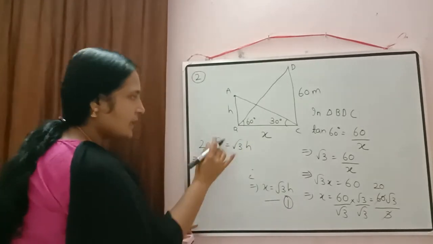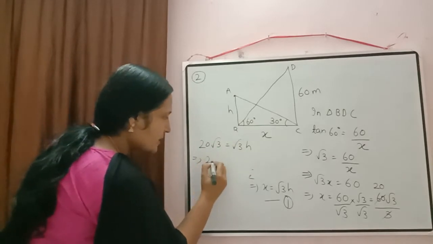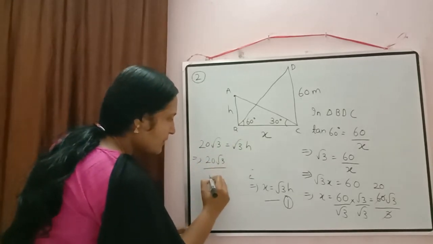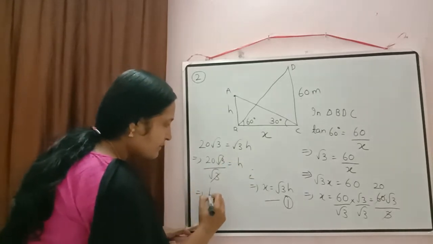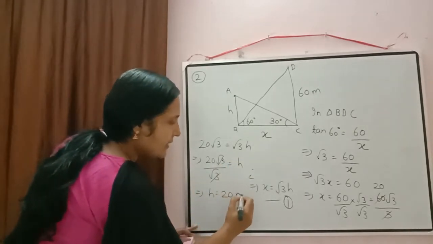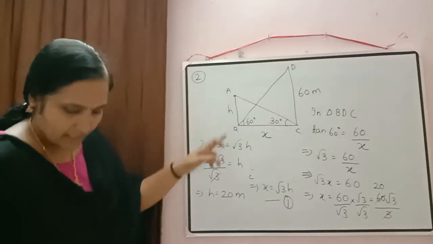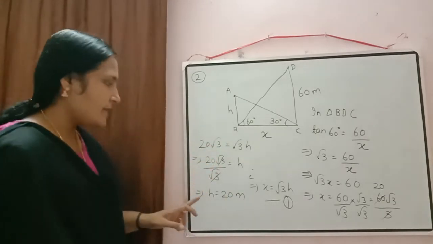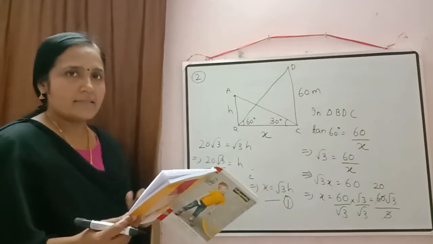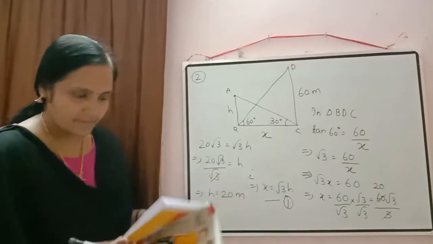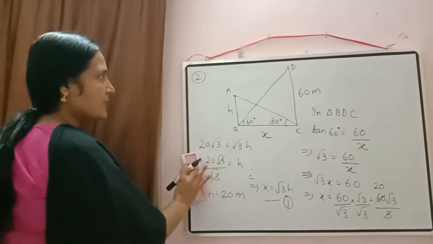Then what will happen there? When we shift this root 3 here, root 3 and root 3 will get cancelled. And then we will get h is equal to 20 meter. So the height of the building is 20 meter. So at last write down the answer statement. Clear? Okay. Now all of you check the next question.